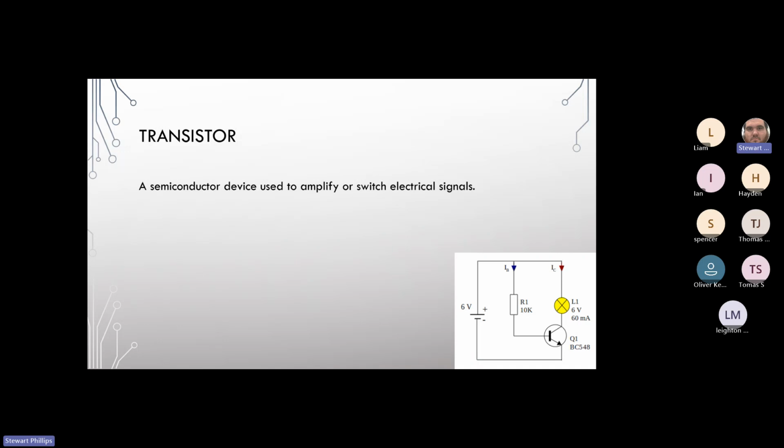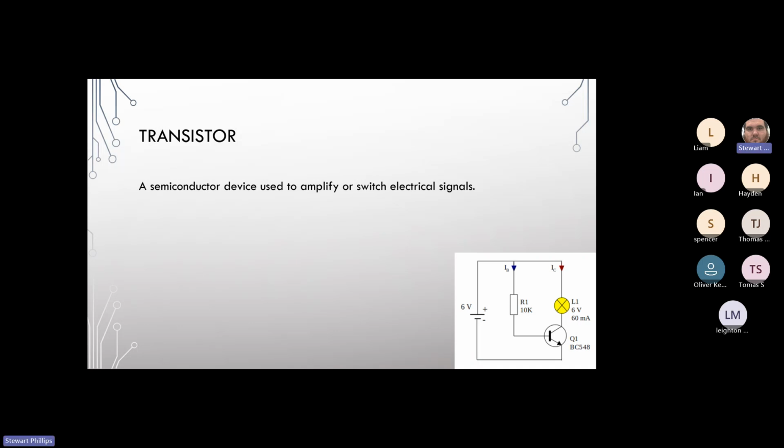So it controls a big current with a little current. Current flowing through the base allows current to flow from the collector to the emitter. The amount of current that can flow is determined by the gain, hFE, multiplied by the base current.